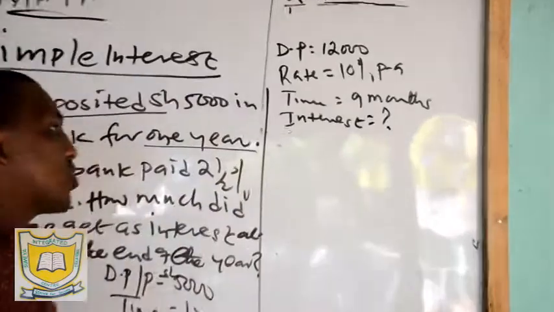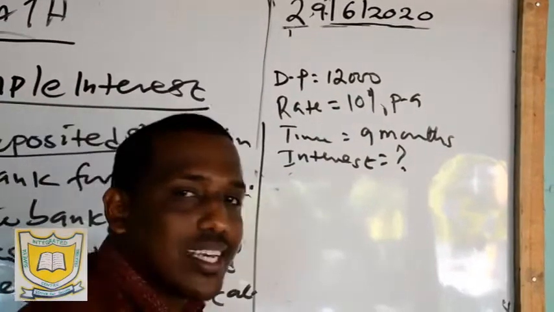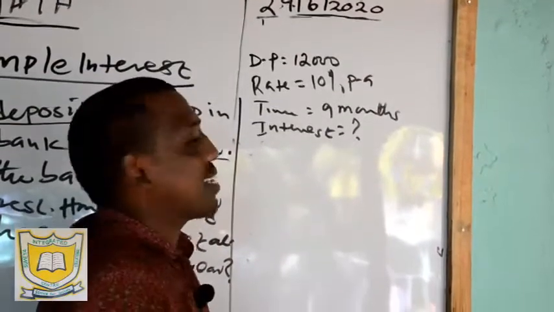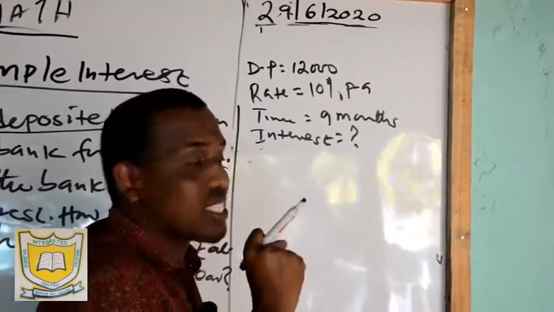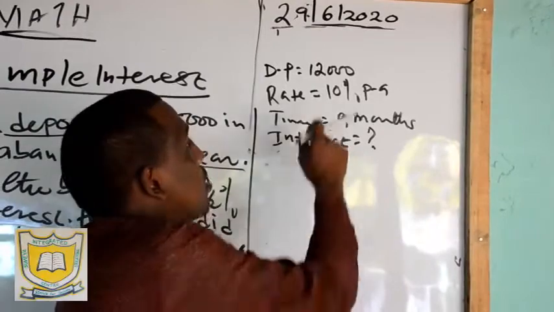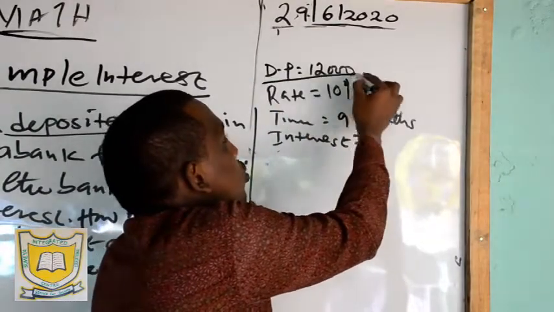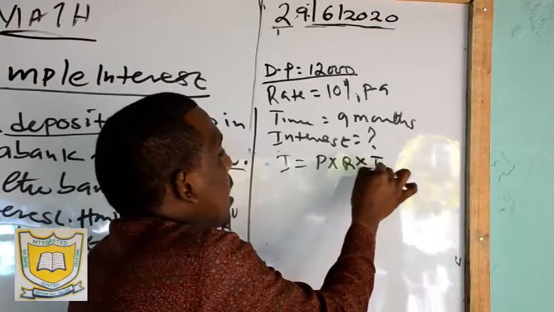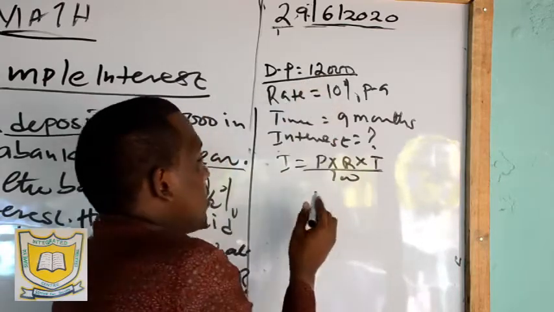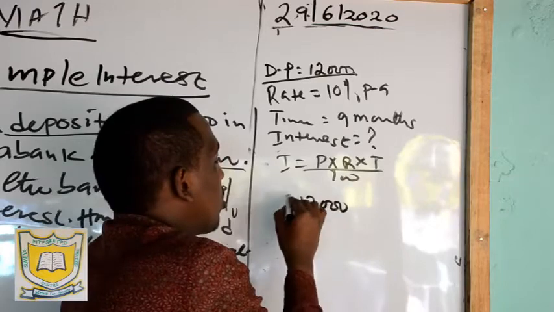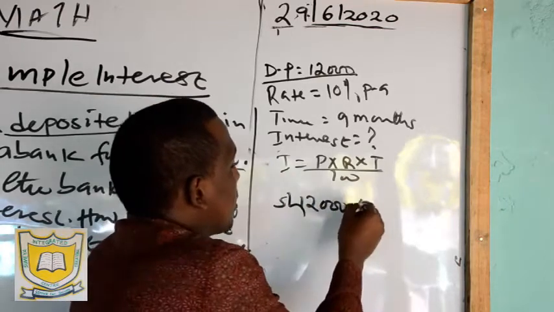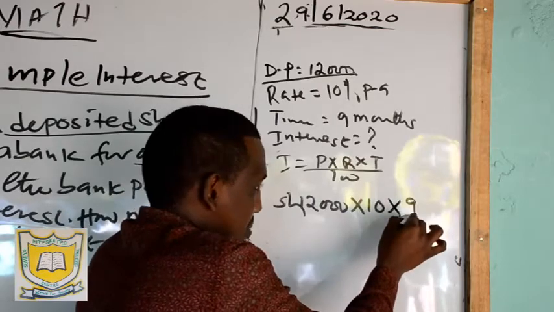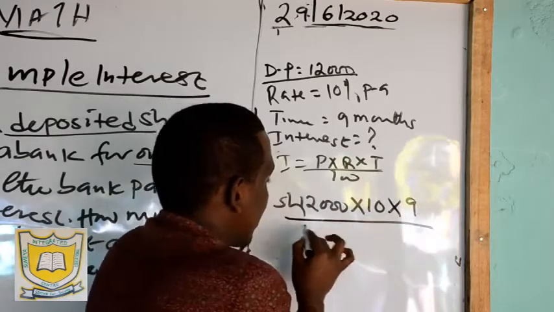Now, to get the interest, we say interest is equal to the principal, the deposit, the loan, the amount invested, the amount borrowed. Those terms are all the same, so they can use either of them. So interest is equal to principal times rate times time over 100. The principal is now 12,000, times the rate 10, times the time of 9 months, over 100.